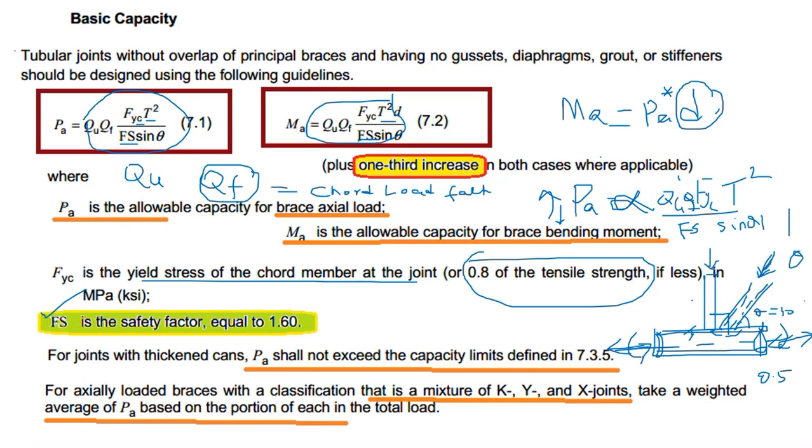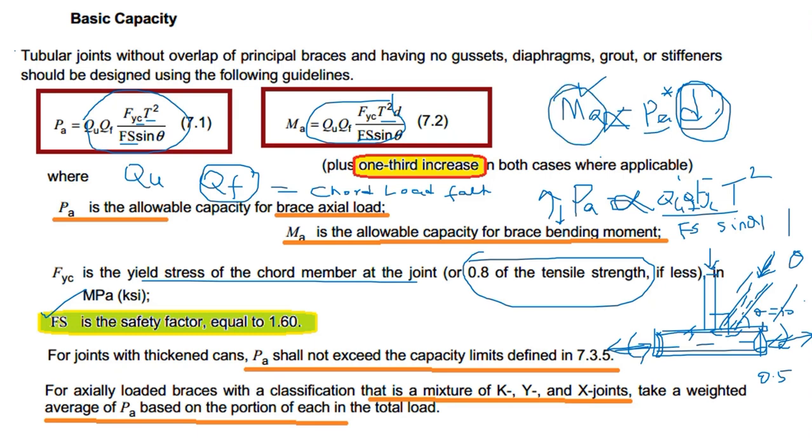PA and MA are both directly proportional to these terms, and MA is also multiplied by diameter. So if I increase the brace diameter, I can increase the moment value.